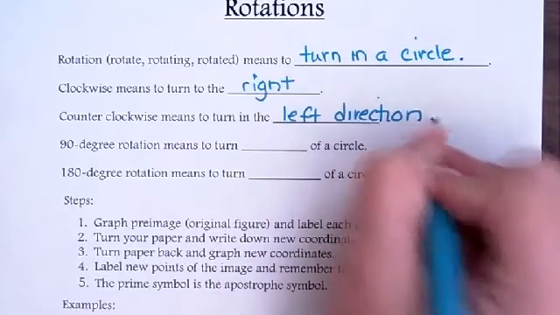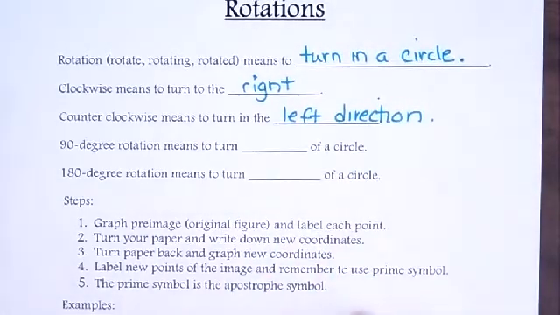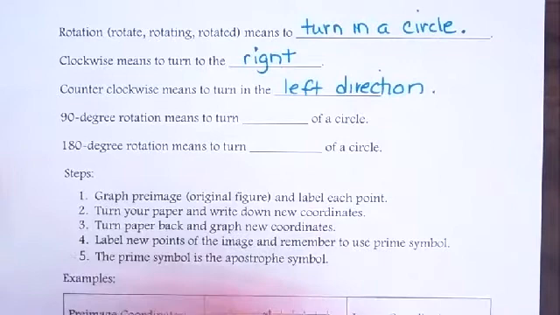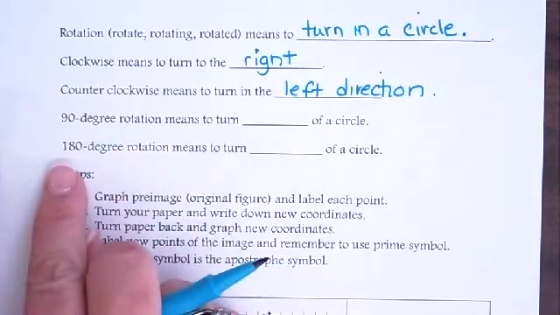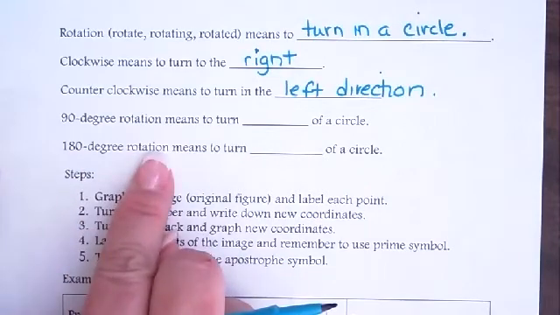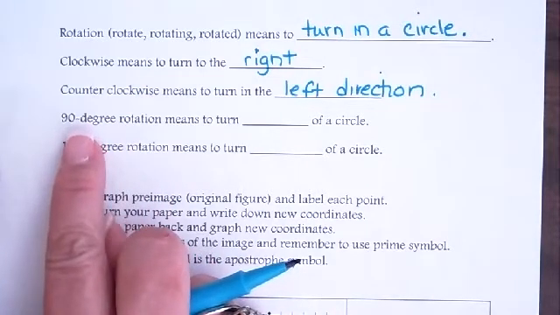Okay? Now, we also have how much are we going to turn? So we're going to have to be told whether we're going to be turning to the right or to the left, clockwise or counterclockwise. But we also have to be told how much of a turn are we going to make. So we can make either a 90-degree rotation or a 180-degree rotation. Okay, so let's back up right here.